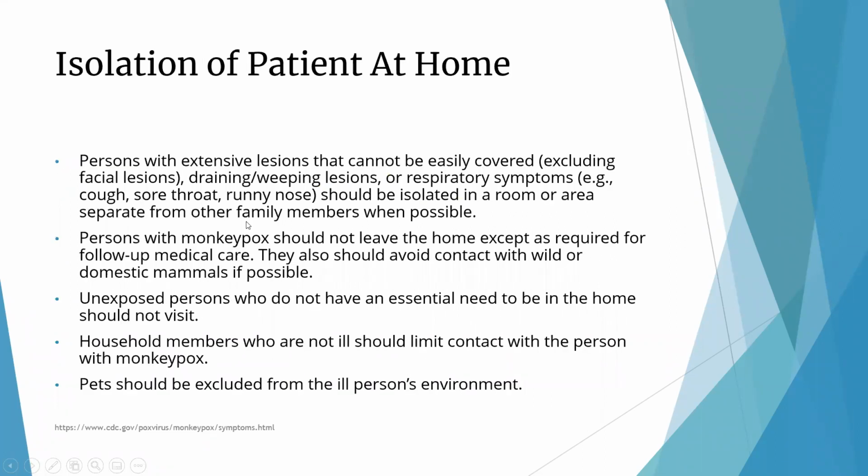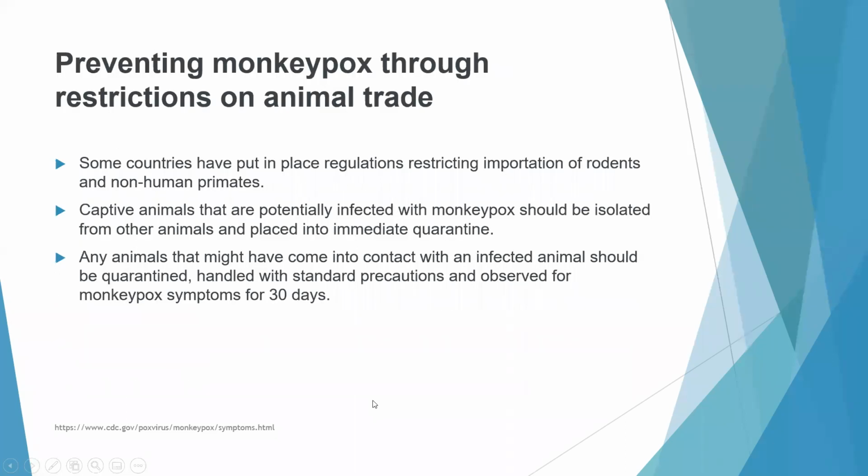At home, a person with extensive lesions that cannot be easily covered should be isolated in a room, and a person with monkeypox should not leave home except as required for follow-up care. Household members who are not ill should limit contact, and pets should be excluded from the ill person's environment. It is also important to prevent monkeypox through restrictions of animal trade. So some countries have put in place regulations and restrictions on rodents and non-human primates. And any animals that might have come in contact with an infected person should be quarantined, handled with standard precautions, and observed for symptoms for 30 days.